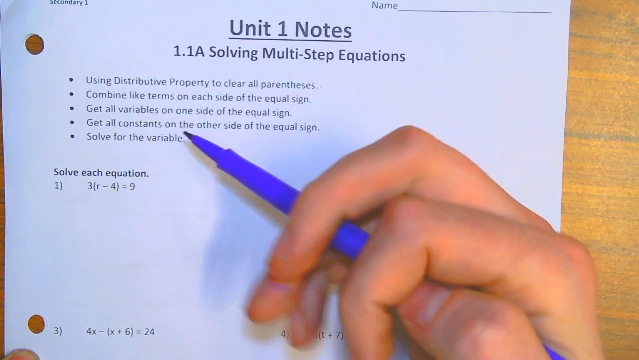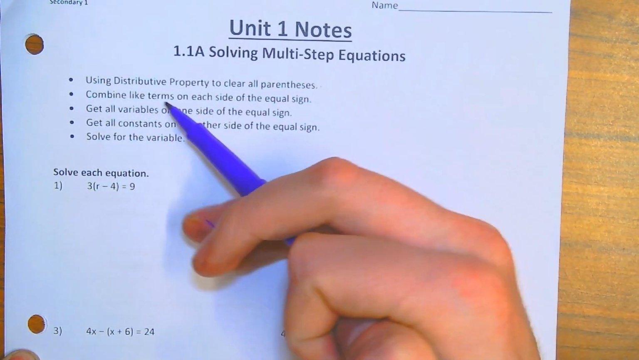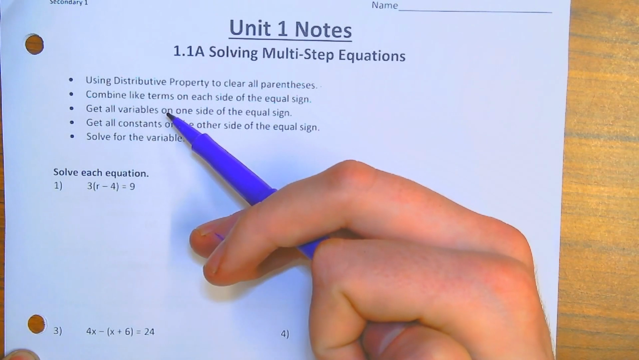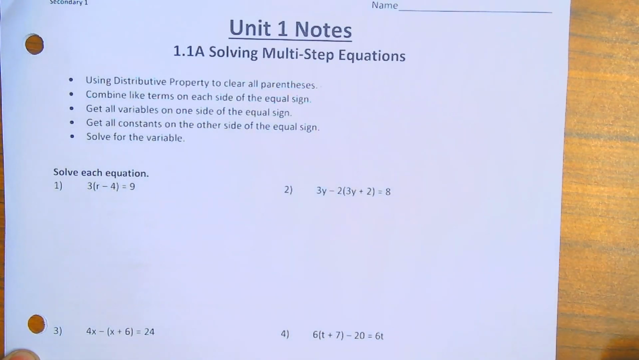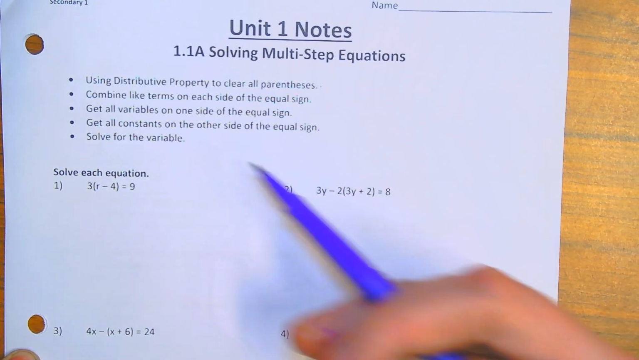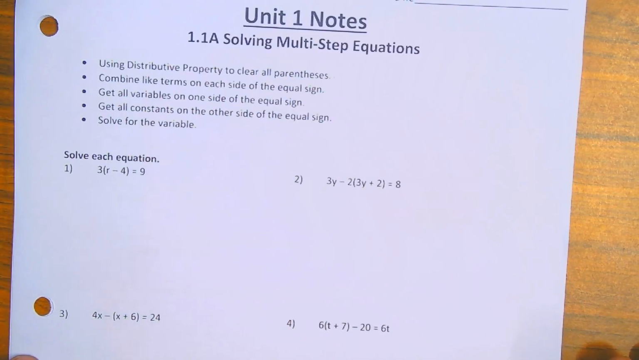The first one is going to be using the distributive property to clear all parentheses. The second is to combine like terms on each side of the equal sign. The third is to get all variables on one side of the equal sign. The fourth, get all constants or numbers on the other side of the equal sign, and then solve for the variable. Okay, now we're going to walk you through this kind of slow, but bear with us.